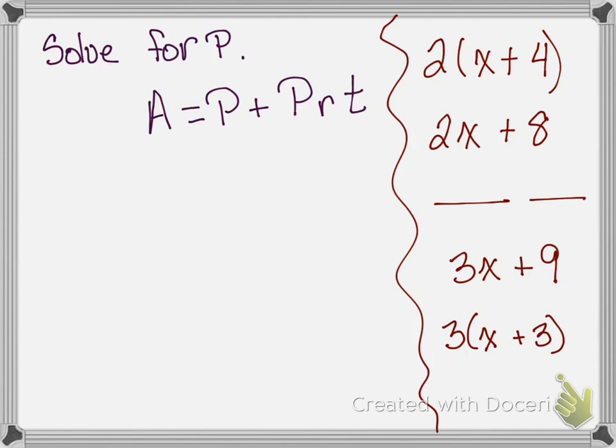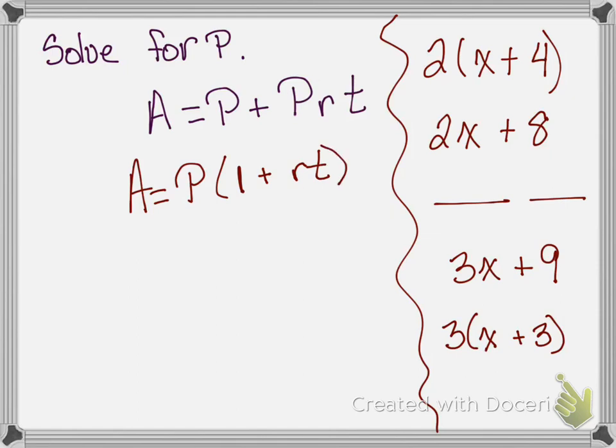So here, what I want to do is use that same property to pull out a P. So if I pull out a P, P times what gives me P? 1. Yes, it is 1. P times 1 gives me P. Then here I've got P times RT.